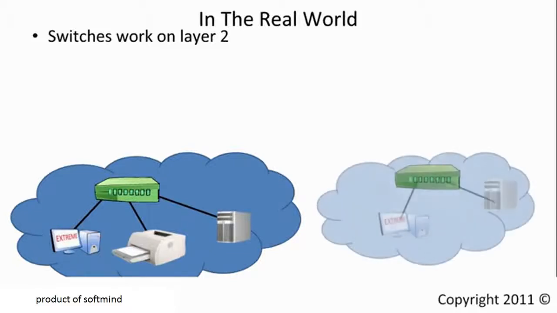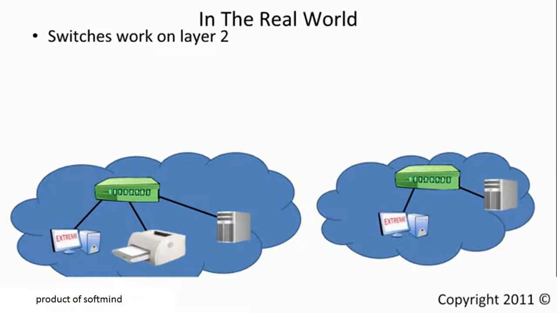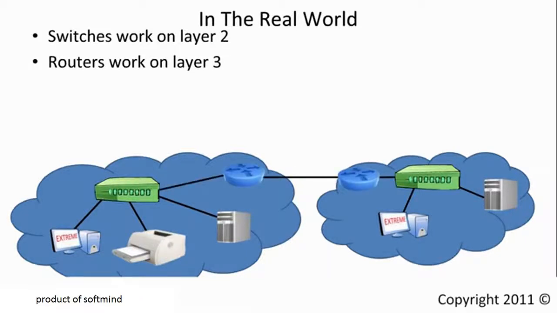If you add another network separated by a wide area network, the Layer 2 switch will not be able to route traffic to this network. To route traffic between different networks, you need a Layer 3 device, for example, a router. The router will be able to route traffic between the two networks, as routing is a function of Layer 3 of the OSI model.